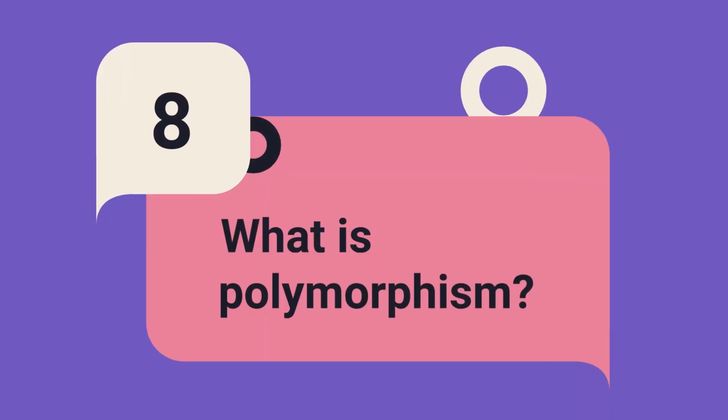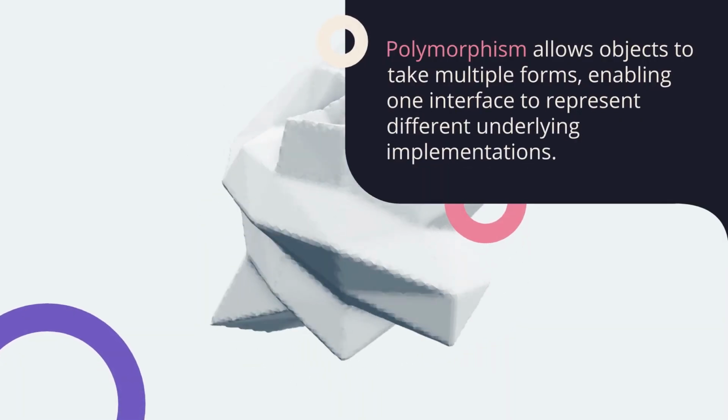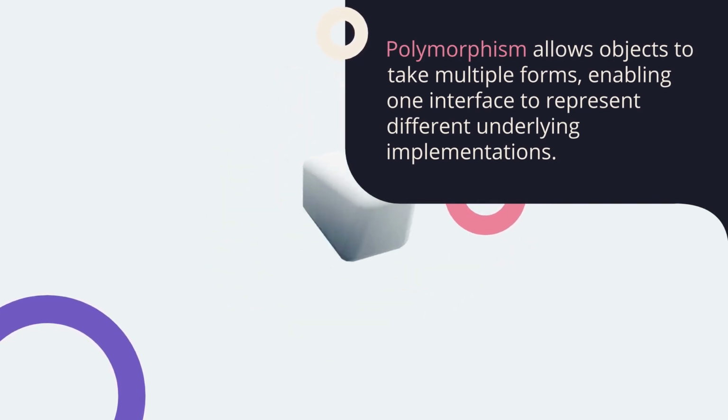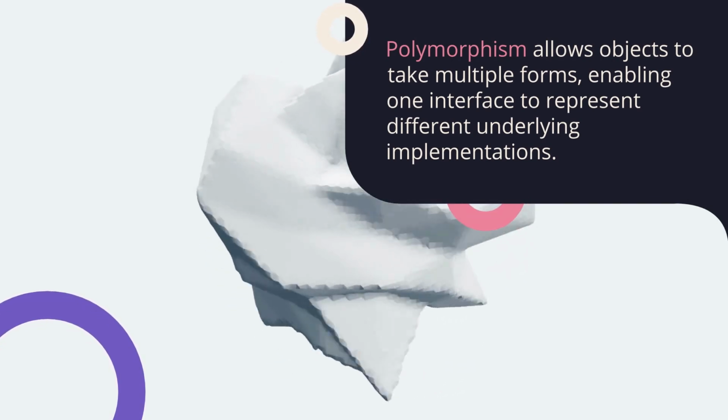8. What is polymorphism? Polymorphism allows objects to take multiple forms, enabling one interface to represent different underlying implementations.